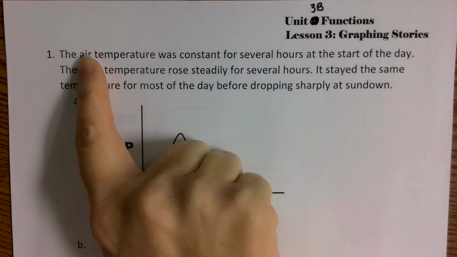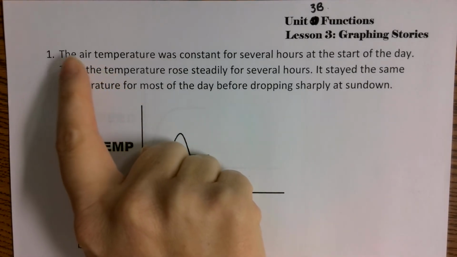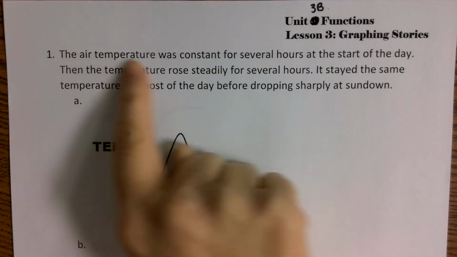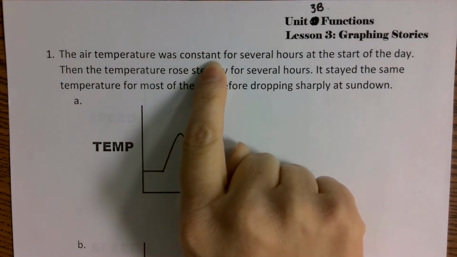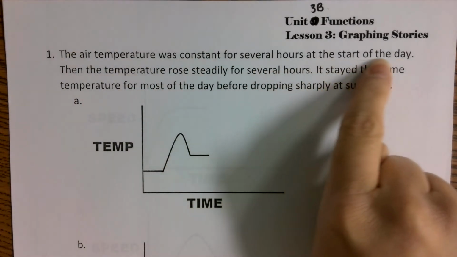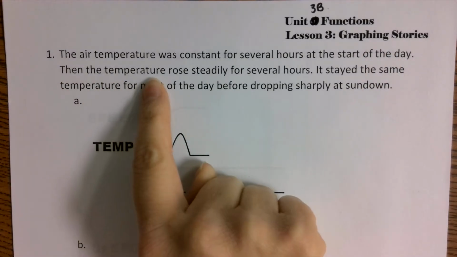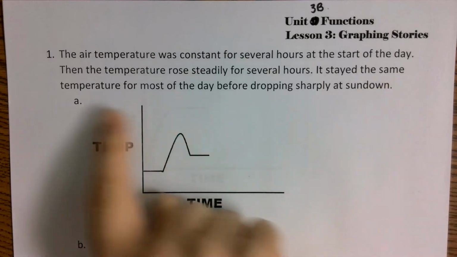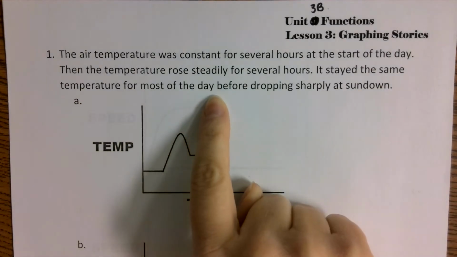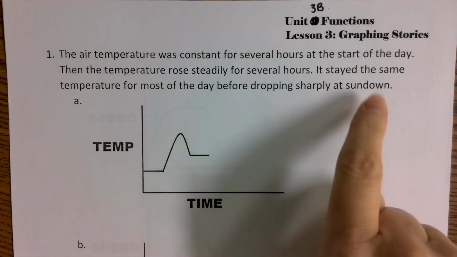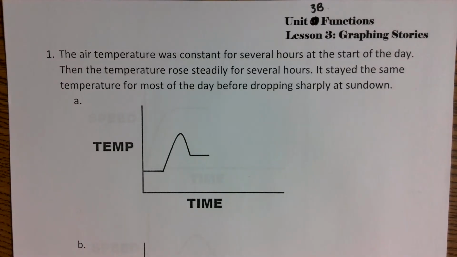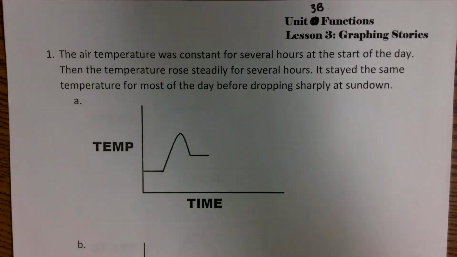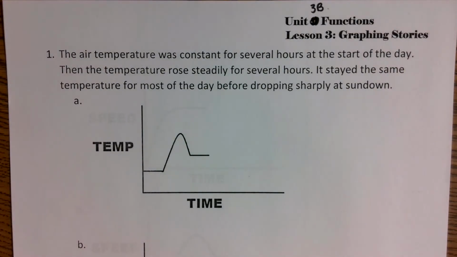All right, so for this problem, we have the air temperature was constant for several hours at the start of the day. Then the temperature rose steadily for several hours. It stayed the same temperature for most of the day before dropping sharply at sundown. A lot of these key terms that we're hearing here are representing movement throughout the graph, the movement that's existing on the vertical as well as the horizontal.